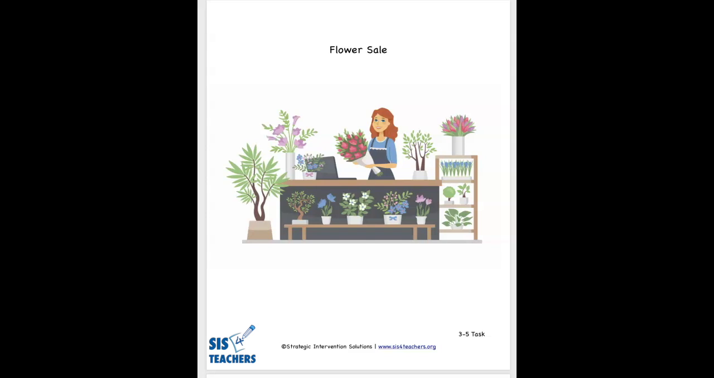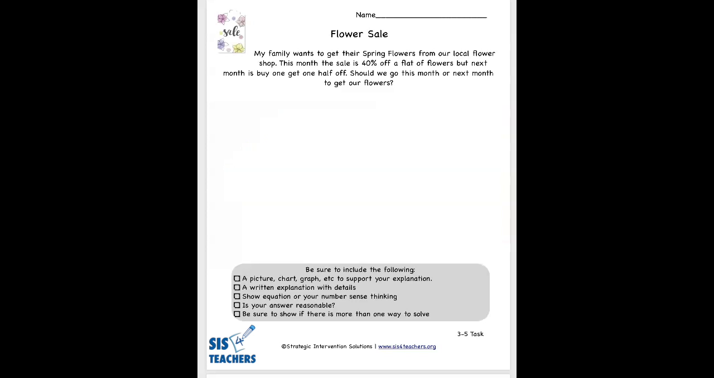Now here I might be asking questions that help lead to some discussion about the sale and what the task is asking. This task says that my family wants to get their spring flowers from our local flower shop. This month there's a sale for 40% off of a flat of flowers, but next month the sale says you can buy one, get one half off. Should we go this month or next month to get flowers?